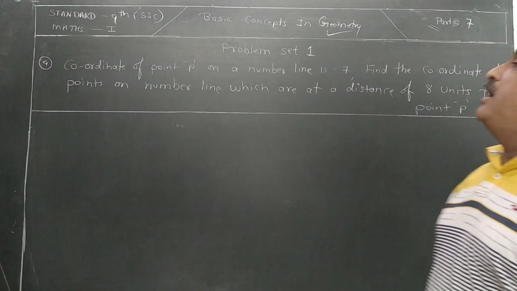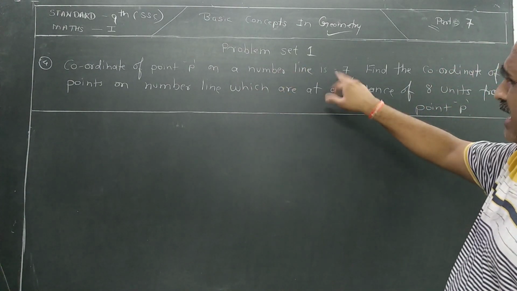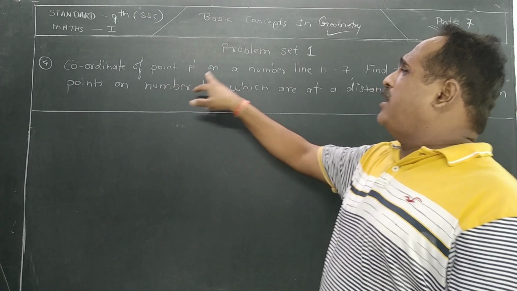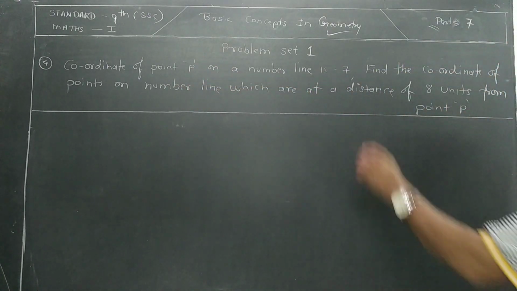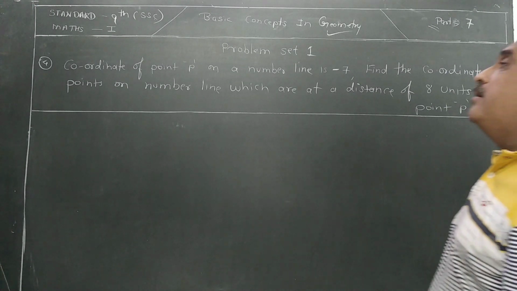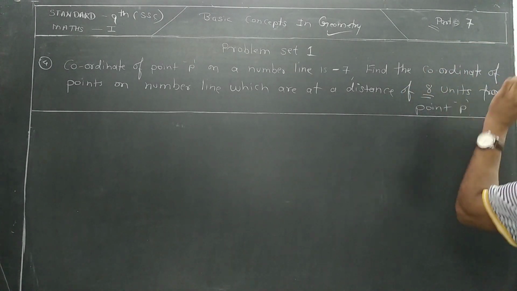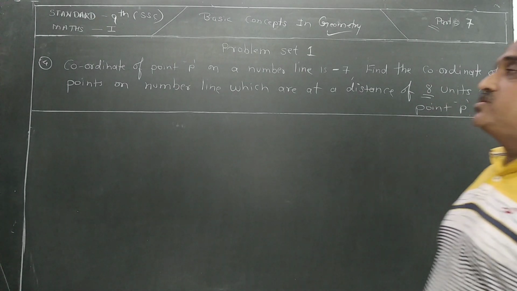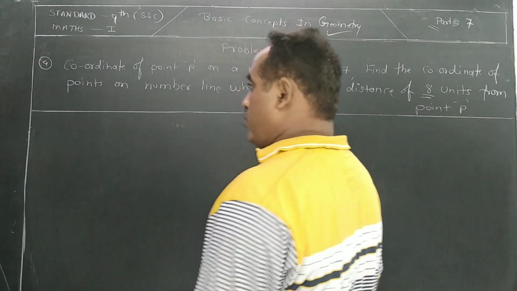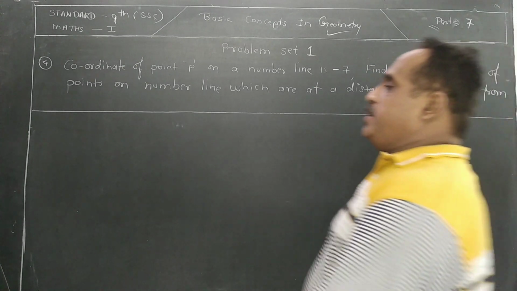Coordinate of point P on a number line is the fourth question, is minus 7. So coordinate of point P on a number line is minus 7, correct? Find the coordinate of point on a number line which are at a distance of 8 units from point P. So this type of questions, now you're in 9th standard, definitely you have to think किस तरह से question होगा, all possibilities you have to see. Okay, so I will write solution.